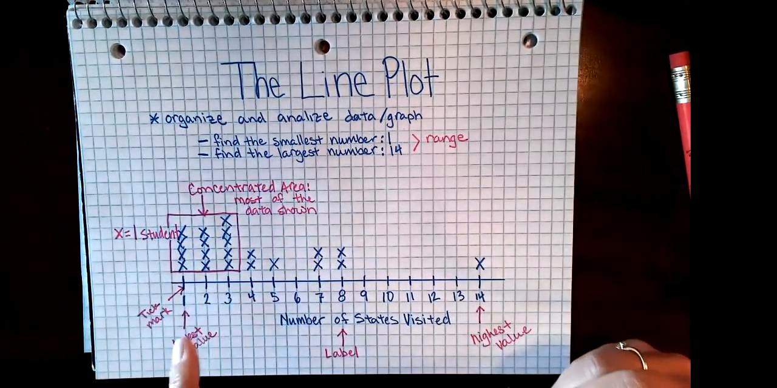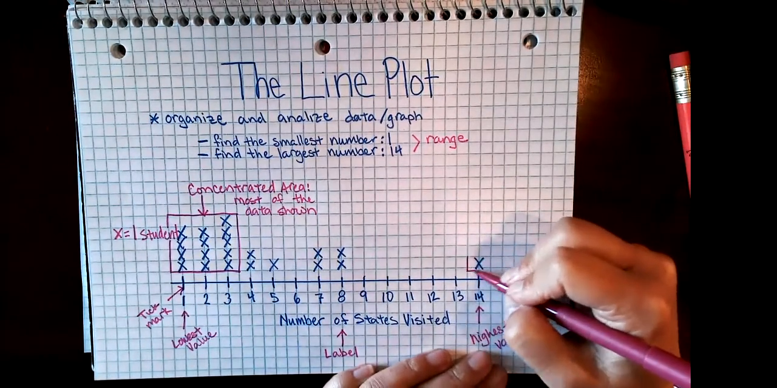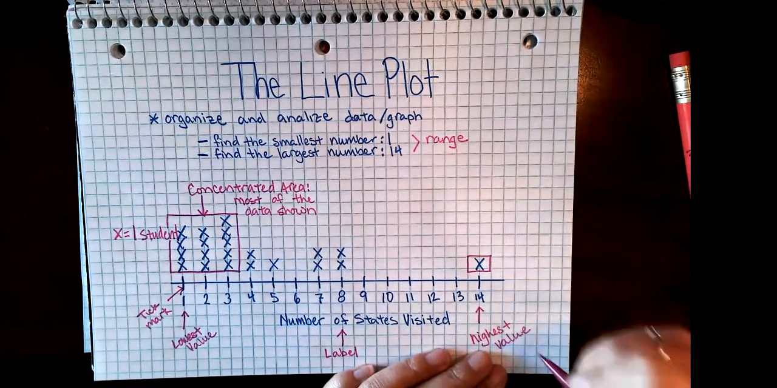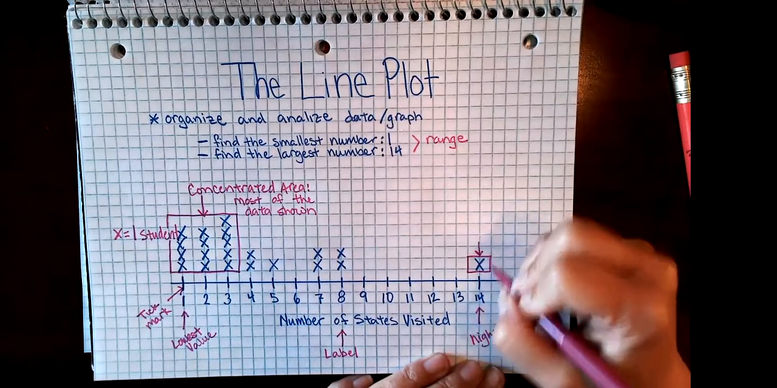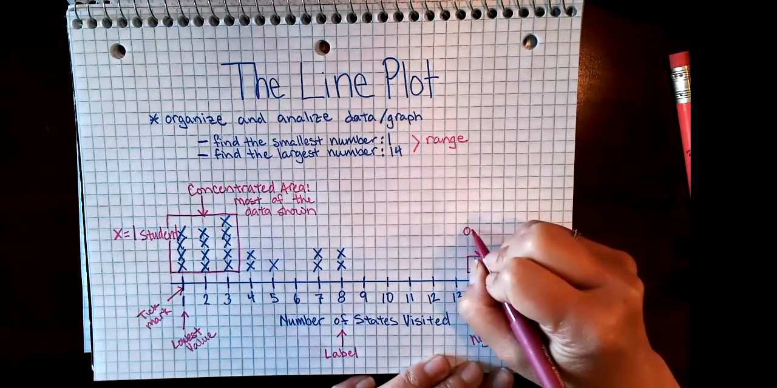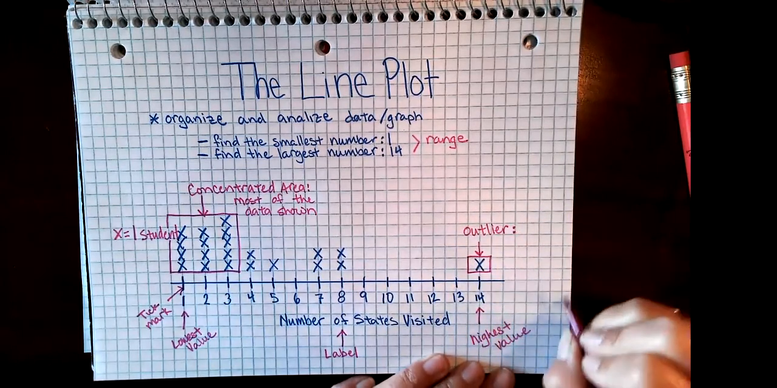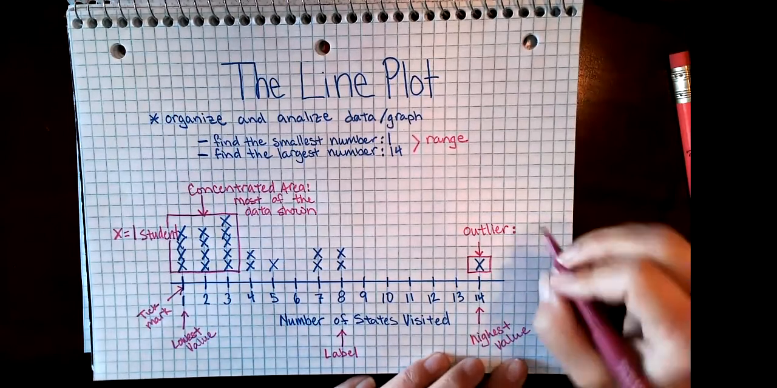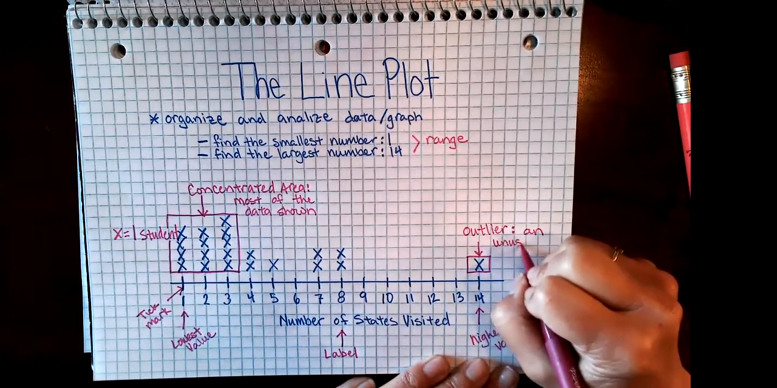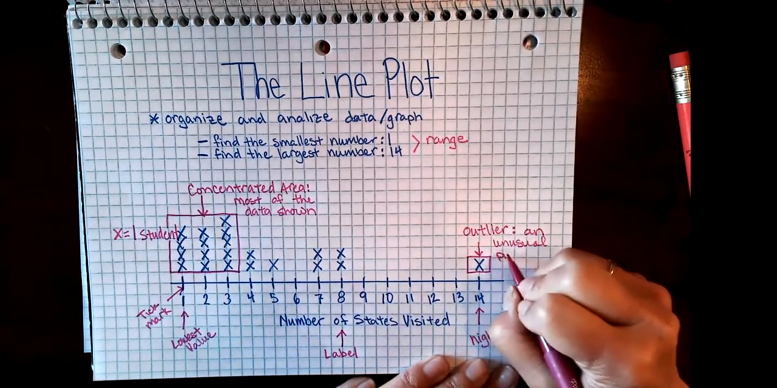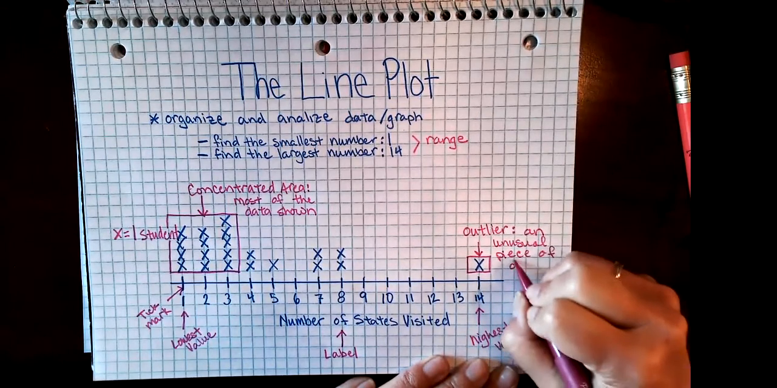Now I also want to label this guy way out here. No, he's not the outlaw. He's the outlier. So I'm going to put a little arrow here, and he is the outlier. And what does that mean? That's an unusual piece of data. Okay, so that's what I'm going to say. An unusual piece of data.